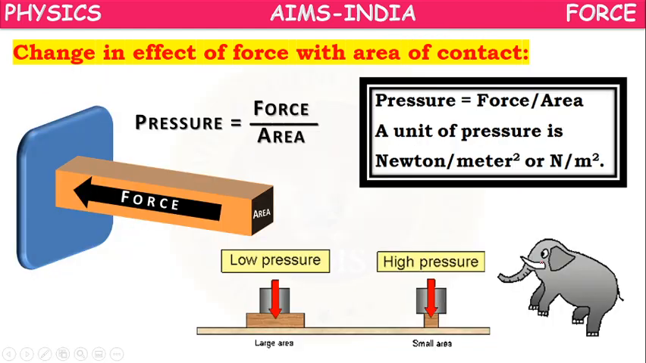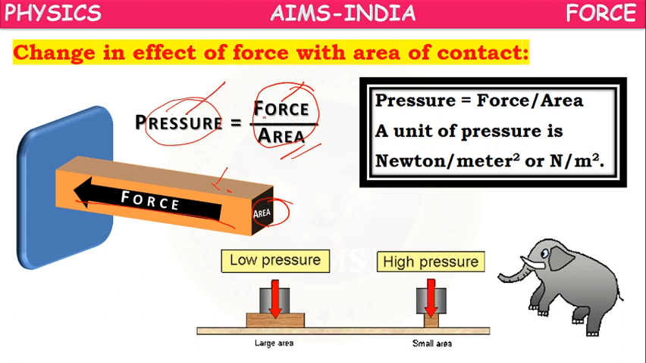So here we have learnt a new concept: force depends on area. That ratio, force by area, is called pressure. It means how much force we are applying and on how much area we are applying it. That ratio is called pressure.